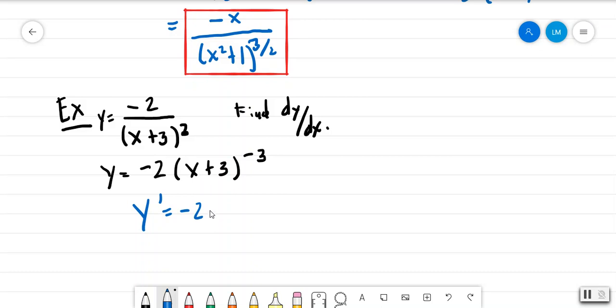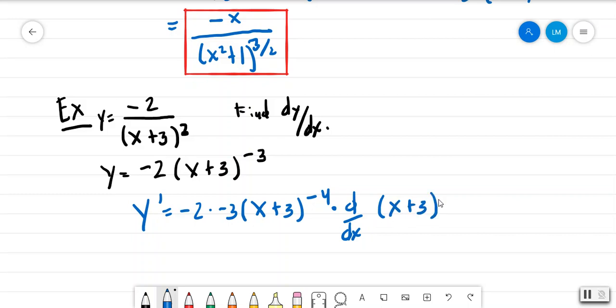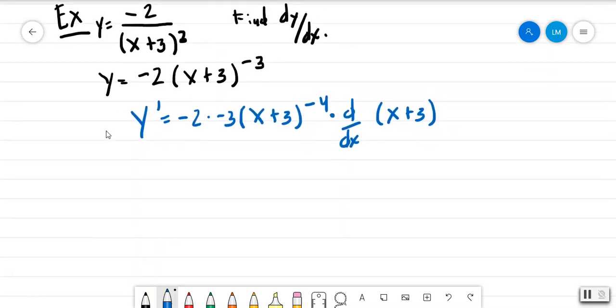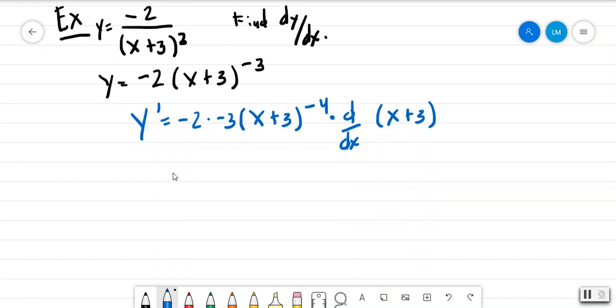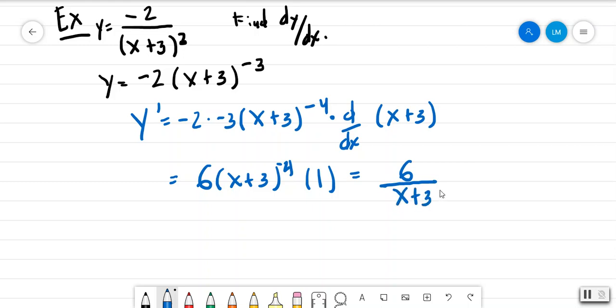So we have negative 2 multiplied by negative 3, x plus 3 to the negative 4, multiplied by the derivative of x plus 3, because that's the most interior of the equation. So that reduces down to the following: 6 times x plus 3 to the negative 4 power, sorry. So that means that your answer is 6 divided by x plus 3, but that's all to the fourth power.